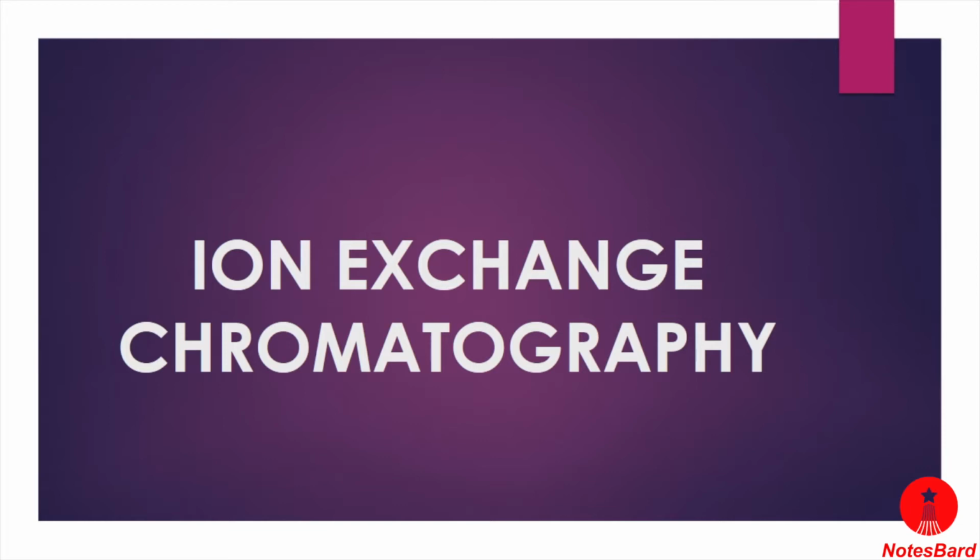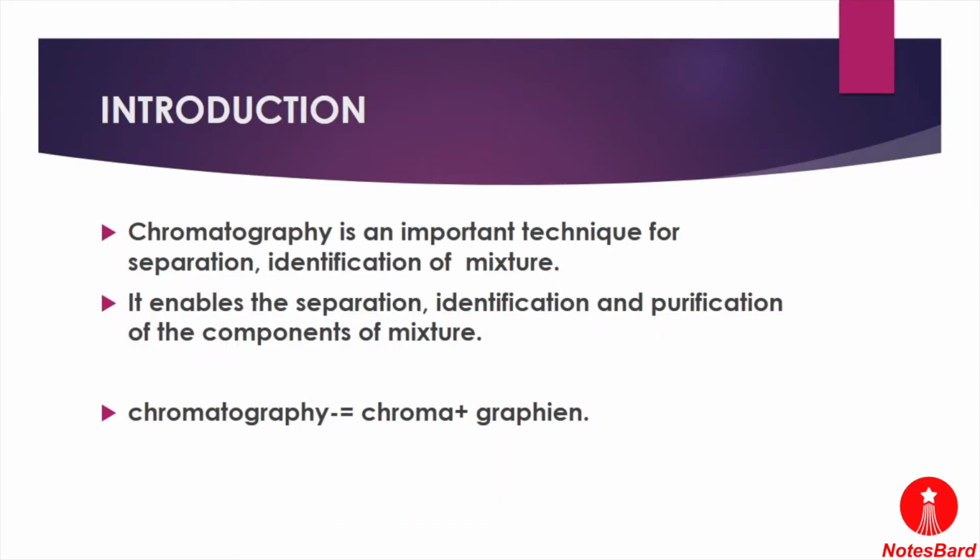In this video tutorial we will discuss ion exchange chromatography. So let's start with the introduction. Before moving to ion exchange chromatography, let's understand what chromatography is. The word chromatography is made up of two words, chroma and graphein. Here the word chroma means color and graphein means to write.